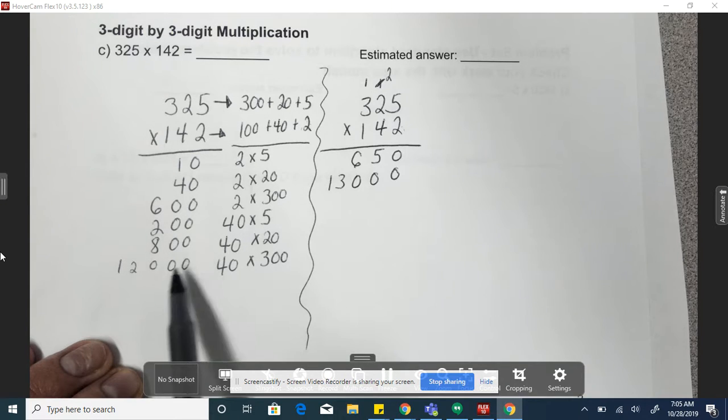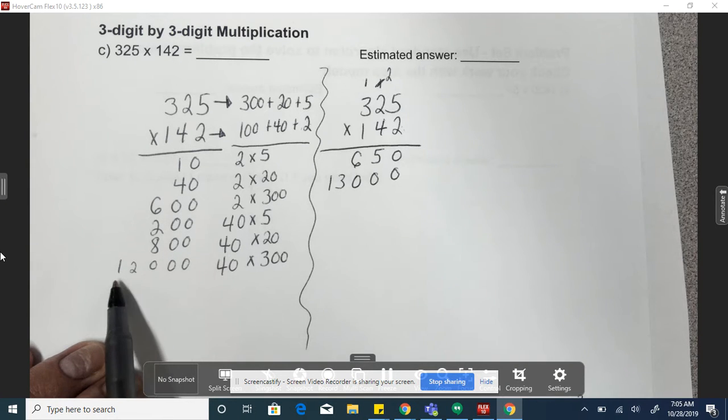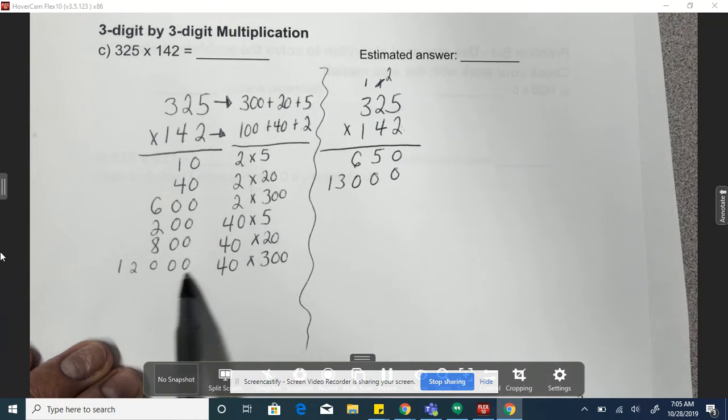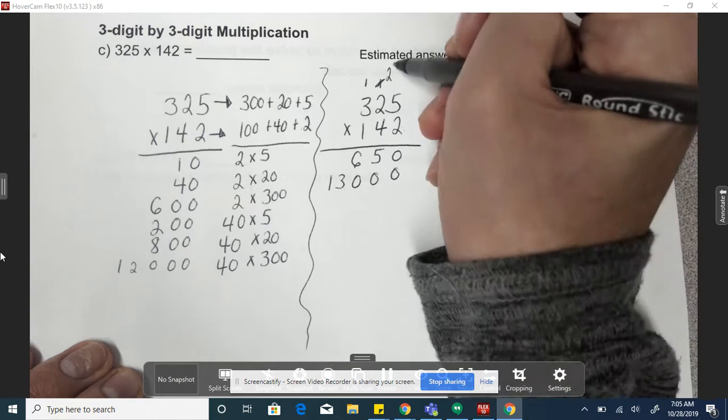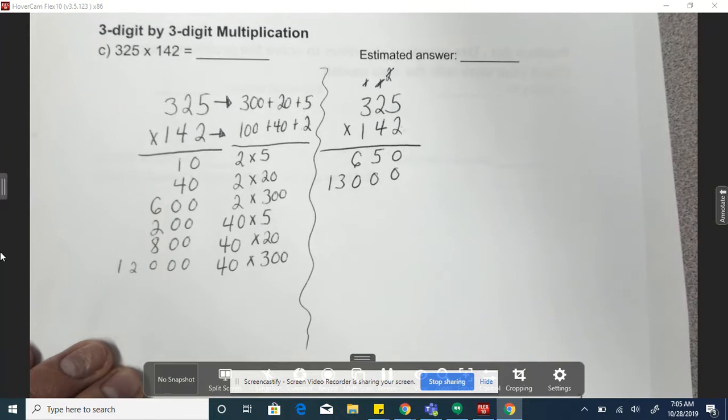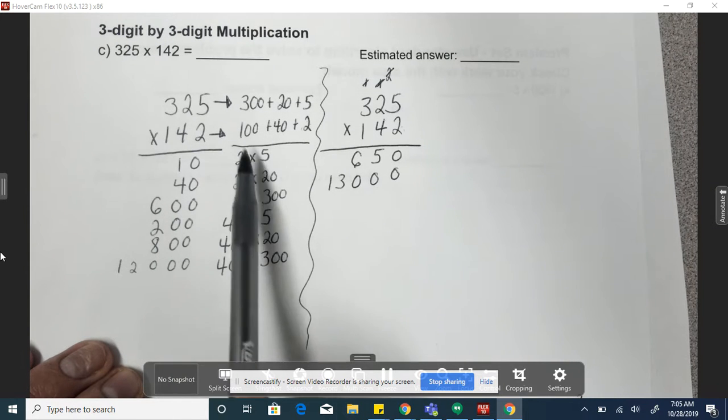That's a good thing we're checking. So I do know that my answer is right because these three numbers equal the 13,000 that we got here. I'm going to cross out the numbers that I just used so I don't use them again. And now we're going to move on to multiplying everything by the 1 in the hundreds place.